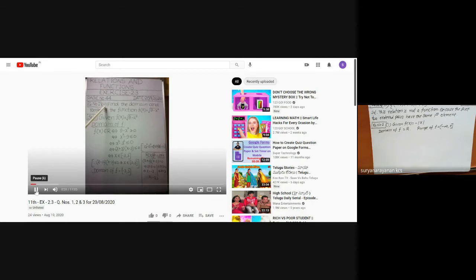Number 2. Okay, my dear children. Find the domain and range of the function f of x is equal to square root of 9 minus x square. We have to find the domain and range of this function. What is the function here? f of x. How is it defined? The square root of 9 minus x square.